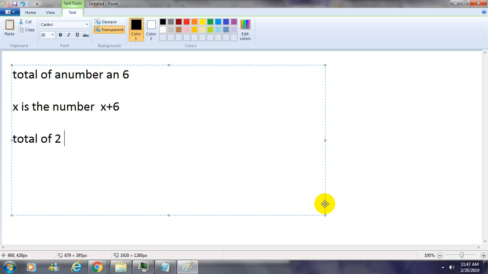Total of 2 and 6, right? You have 2 cups, and you have 6 more. It's a total of, how many cups do you have? You have 8 cups. Okay? So then you see that really the answer is X plus 6.